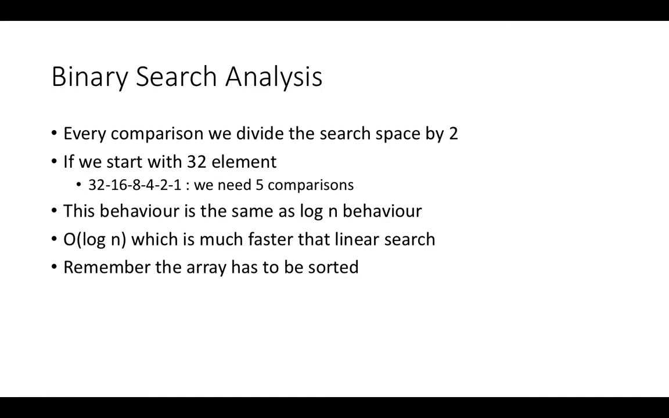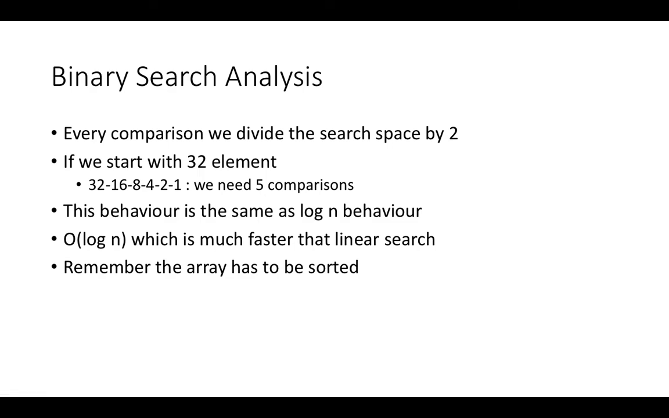If you think about how the binary search is working, every comparison we do, we divide the search space by 2. We divide the array into two sub-arrays, and we ignore one half of the array, right? So if we start with an array with 32 elements, if we do one comparison, then 16 are left. If we do another comparison in the middle, then we only have 8 to compare with. If we do another comparison, we only have 4, 2, 1, and so on. So for 32 elements, we only need 5 comparisons.